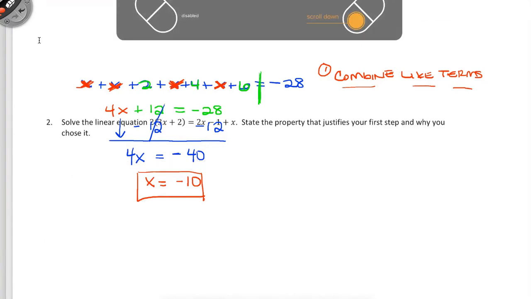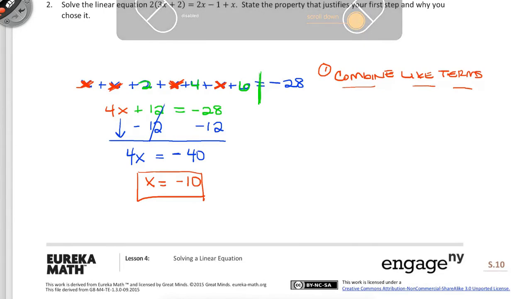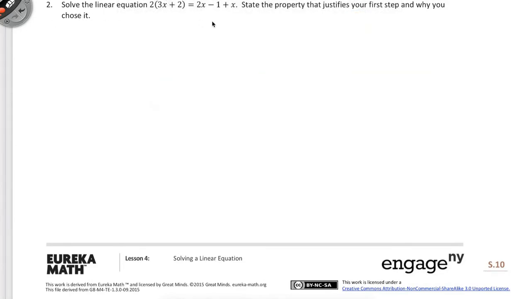Let's look at number 2. So we're going to solve this linear equation and again state the very first property that we use. So let's go ahead and write the equation. 2 times the quantity 3x plus 2 equals 2x minus 1 plus x.